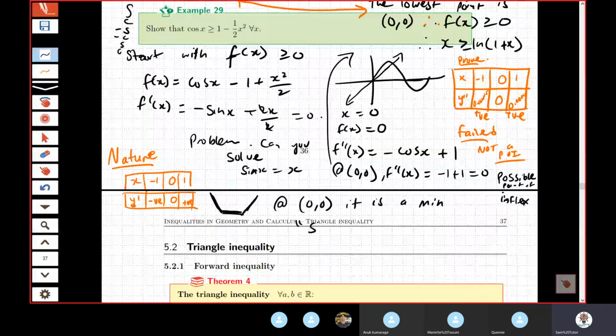So I'll write the statement, and then I'll go f of x greater or equal to 0, which means cos x is greater or equal to 1 minus x squared on 2. All right, copy that down. We'll do 2 or 3 more, but don't stress.